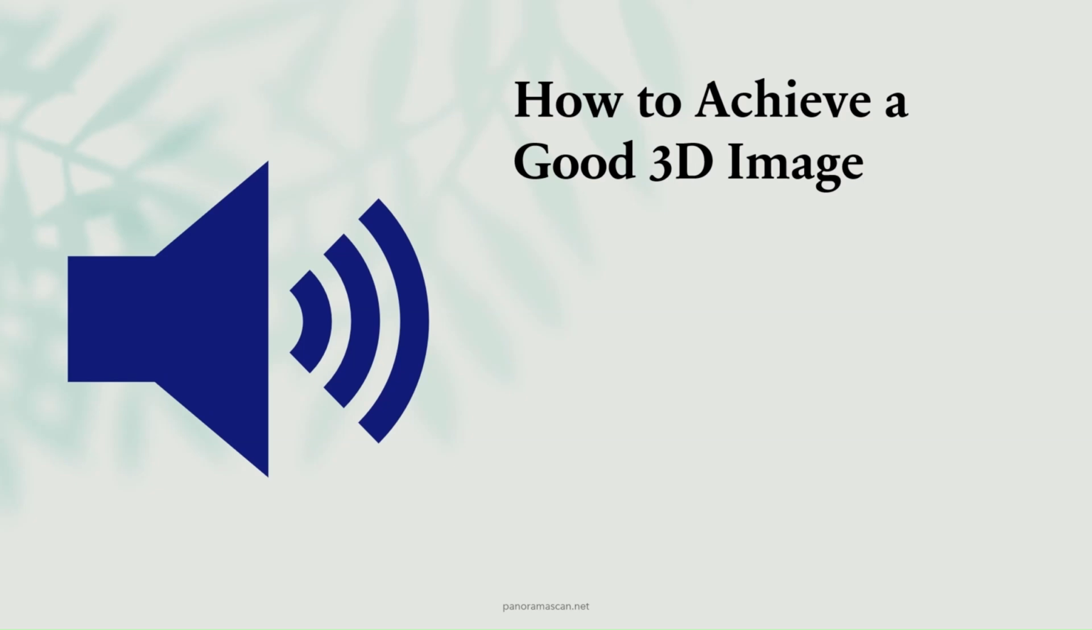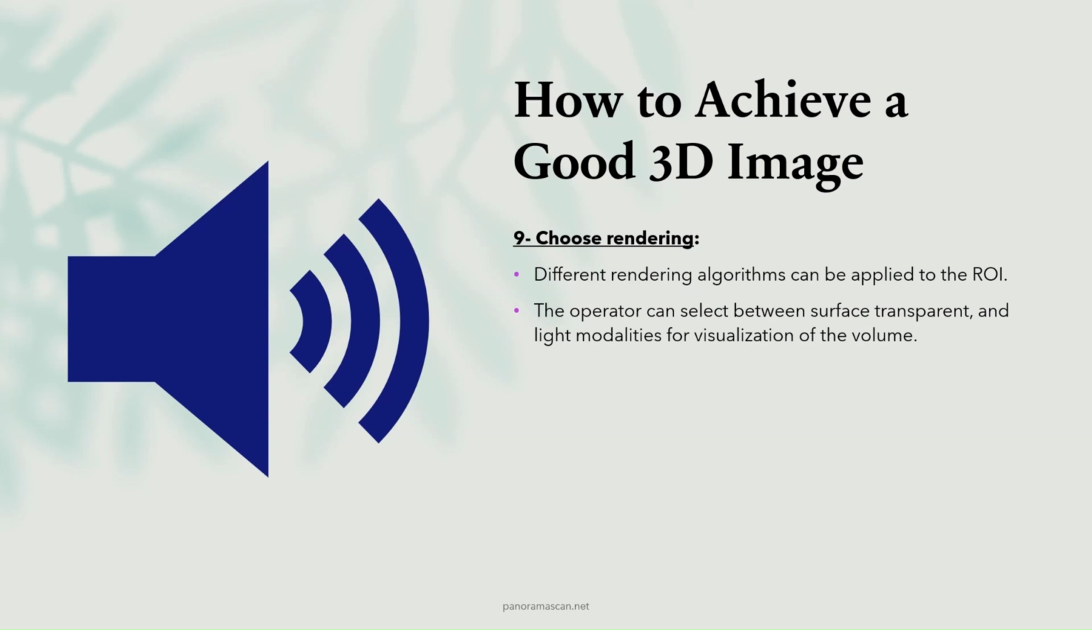Once the volume has been captured and the image is optimized, the operator can select from a variety of rendering algorithms to visualize the region of interest in the most effective way. These algorithms are crucial for enhancing different anatomical structures and improving image clarity. The operator has the flexibility to choose between different rendering modalities, including surface, transparent, and light modes. Each of these rendering options highlights specific features of the scan volume, making it easier to assess the anatomical structures of interest.